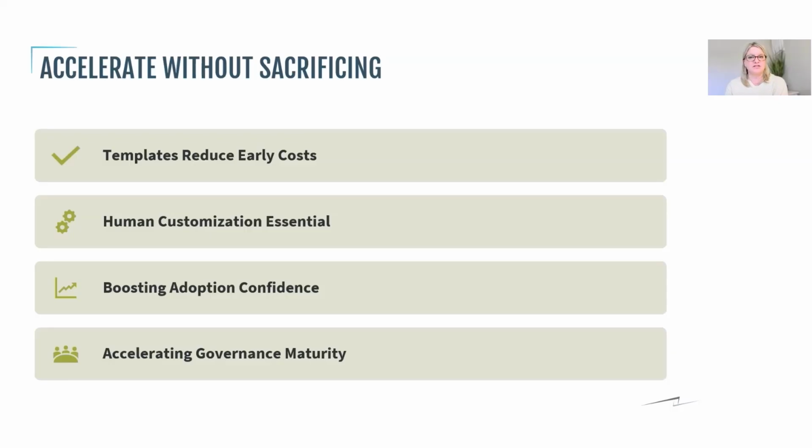And then, third, we can boost adoption confidence with templates. It's much easier for someone to improve a starting point than build from scratch. And that will lower the barrier to trying Copilot at all. And then also, of course, templates have some governance maturity. They create a baseline for how to name, what tone to use, and what usage will look like. That makes it standardized across the organization. And standard means that you can scale faster.